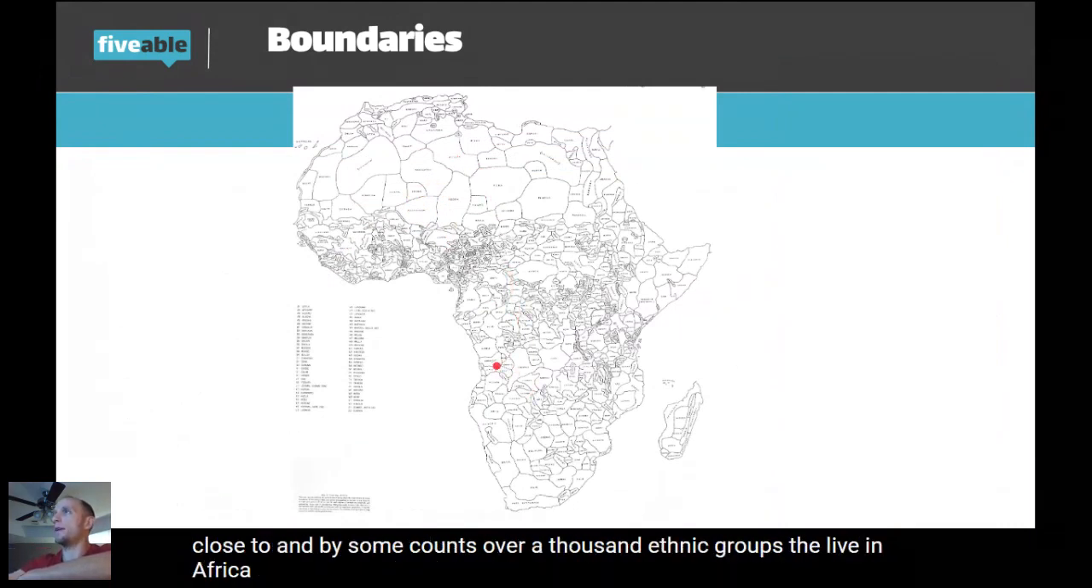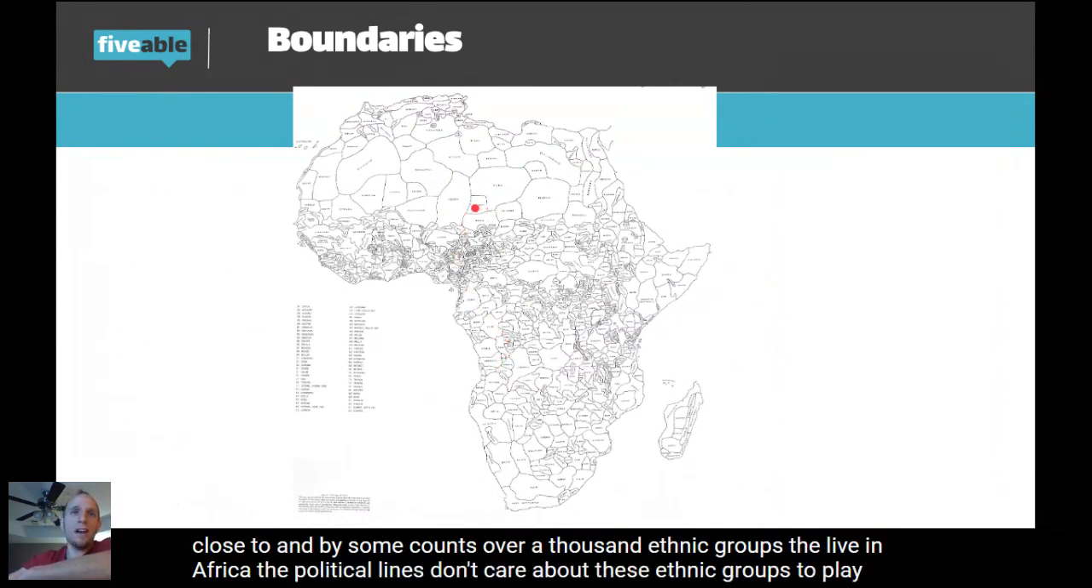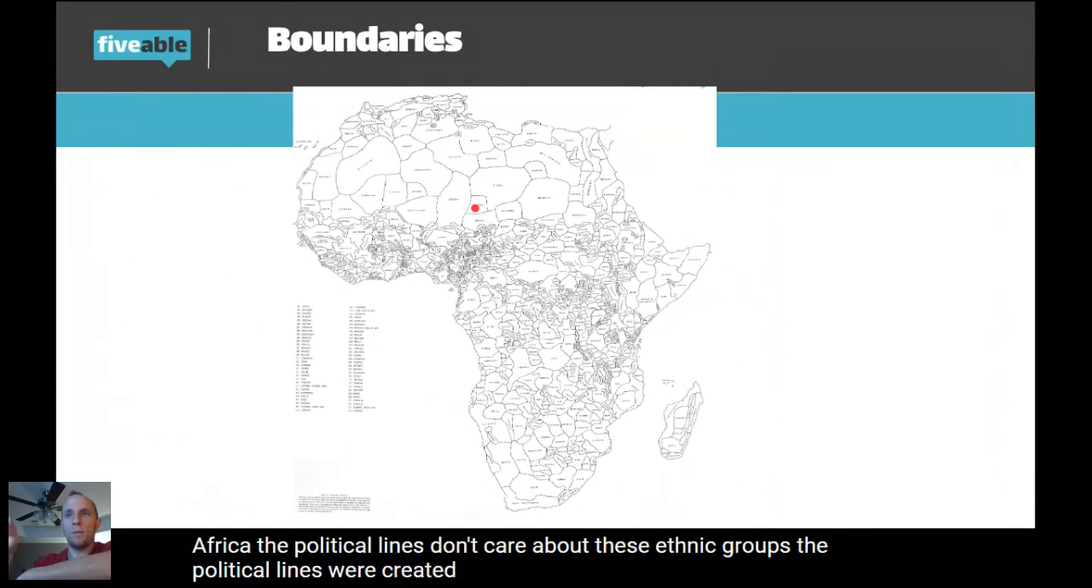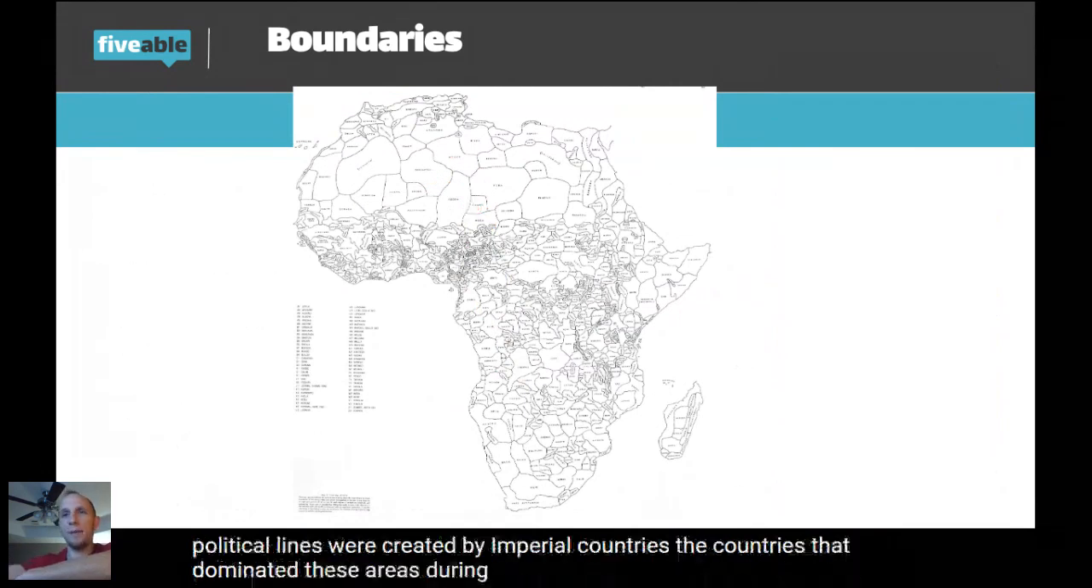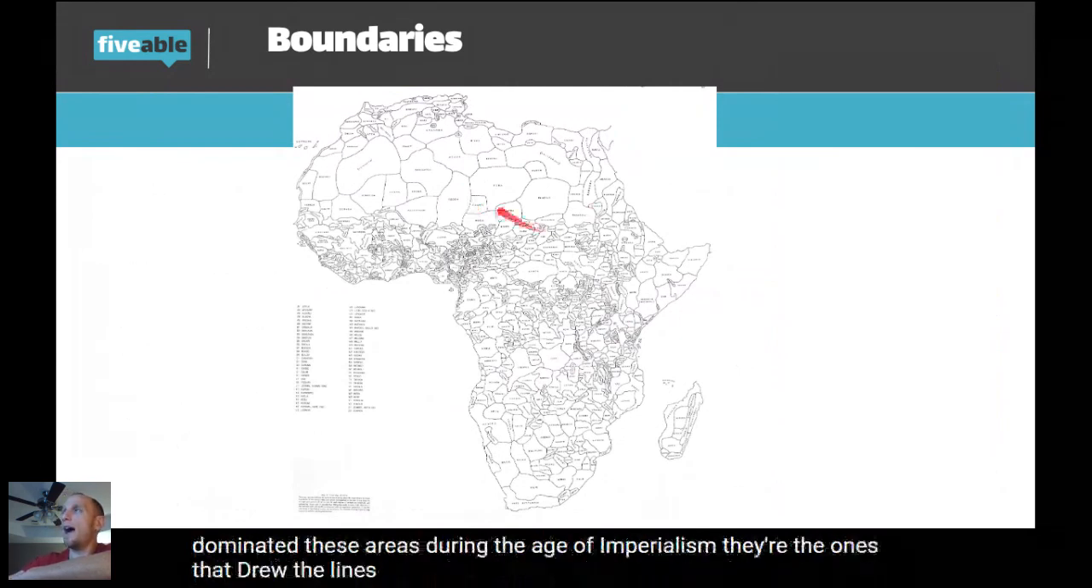these lines divide the thousands of ethnic groups, or by some counts, over 1,000 ethnic groups that live in Africa. The political lines don't care about these ethnic groups. The political lines were created by imperial countries, the countries that dominated these areas during the age of imperialism. They're the ones that drew the lines that exist today for these countries.